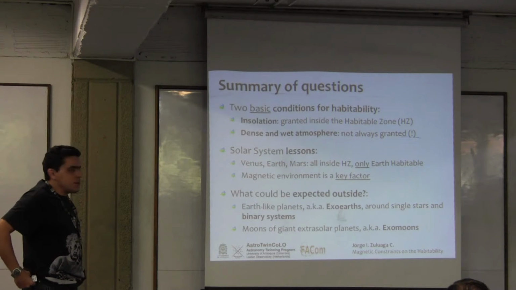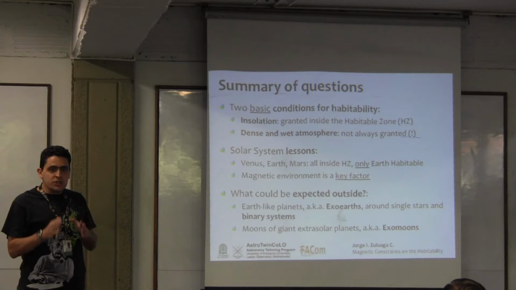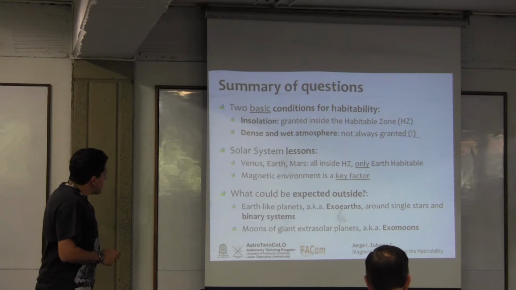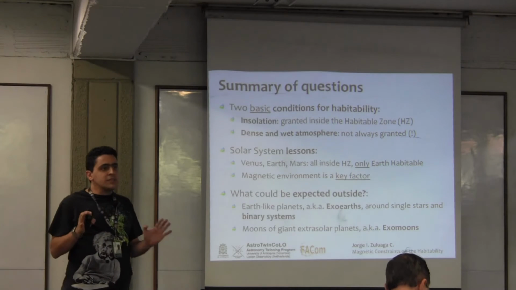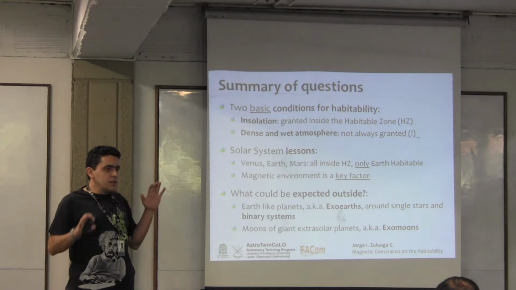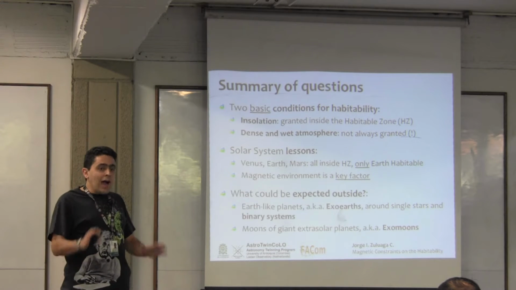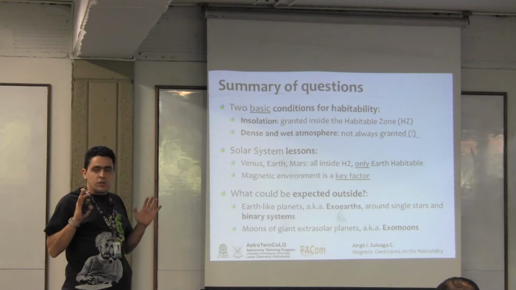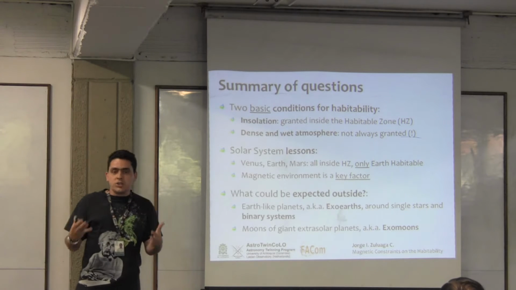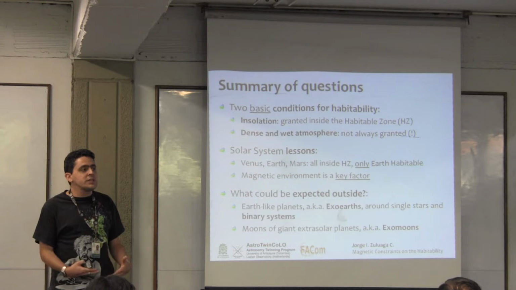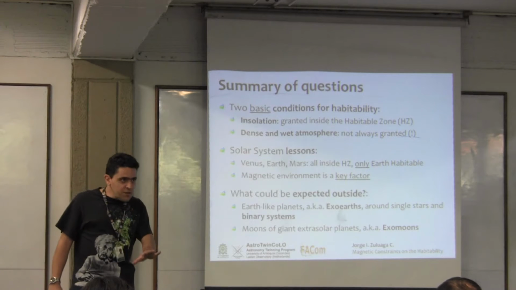Let's start with a few very basic ideas about habitability and its relationship with magnetic fields. The first thing we need to take into account is that there are two conditions for habitability. Habitability is this idea that some places in the universe can have conditions to harbor some life on the surface. It's very important to stress that we are talking about surface habitability, because life could also thrive inside planetary bodies, like in the moon Europa, in the Jovian system. So we are talking here about surface habitability.